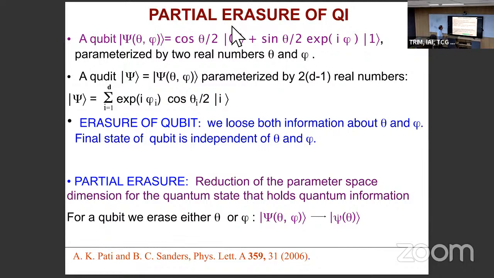But if you want to do partial erasure, you reduce the parameter space of the quantum state that holds quantum information. For example, with a quantum bit, if you want to erase part of the information, you erase either theta or phi. That is, given a state psi theta phi, you allow a transformation which takes it to psi depending only on theta and not phi. Or you can change psi theta phi to psi of phi but not of theta. That means you want to erase only part of the information but not all. Again, you can prove that this is not allowed in quantum mechanics.